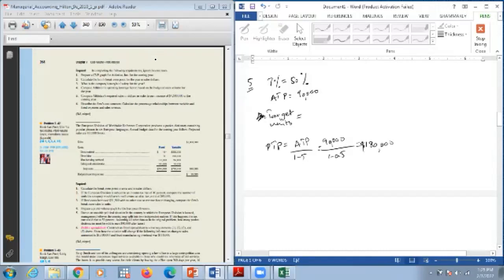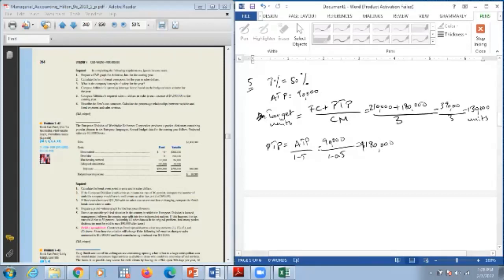Our target units will be equal to fixed cost plus pre-tax profit divided by contribution margin. Our contribution margin is still $3, so we have $210,000 fixed costs plus $180,000 pre-tax profit, divided by the $3 contribution margin. So $210,000 plus $180,000 gives us $390,000. When we divide this number by 3, we get 130,000 units.